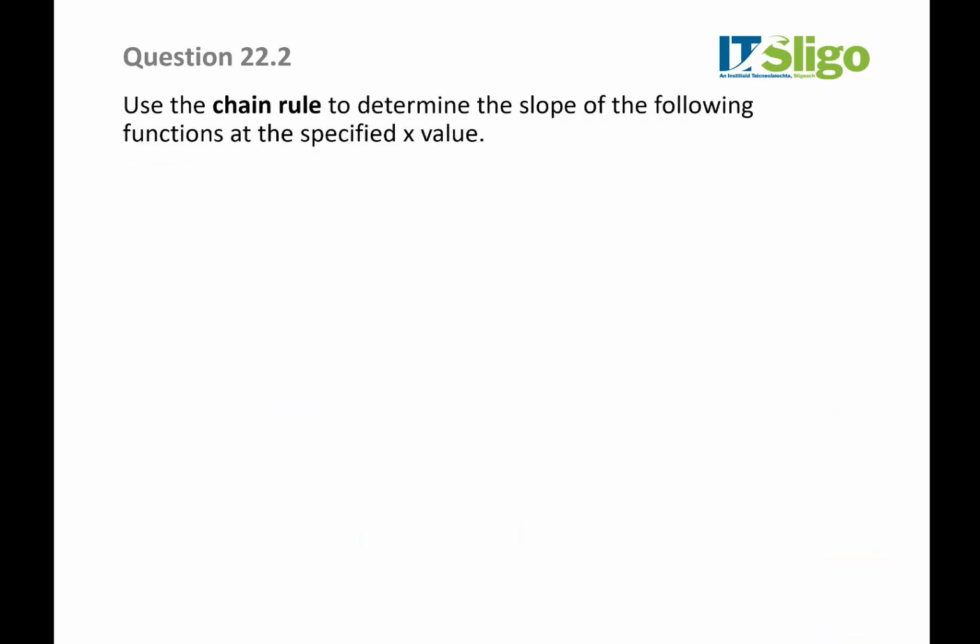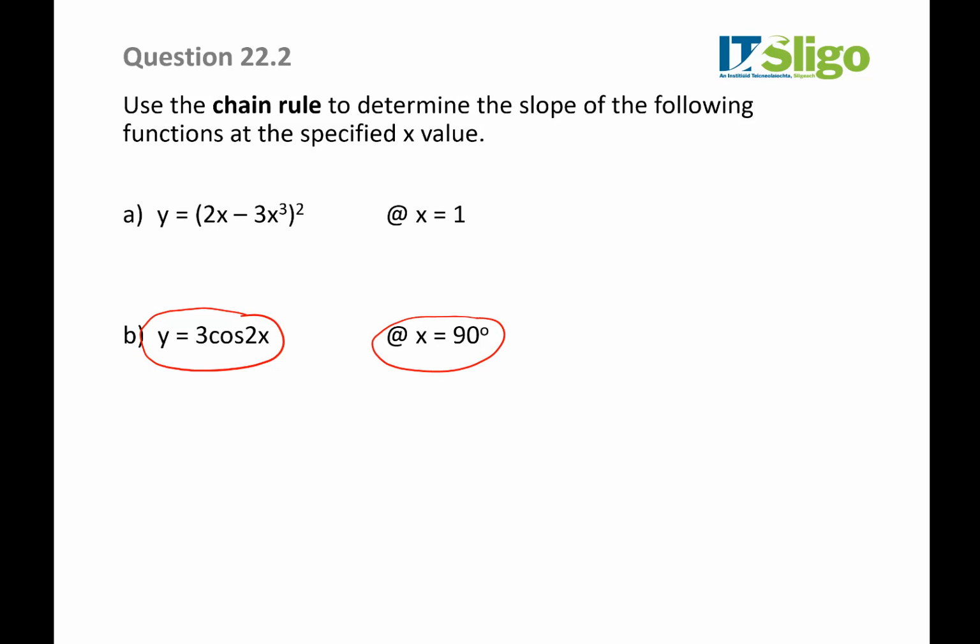So now here's some problems for you guys to try. Use the chain rule to determine the slope of the following functions at the specified x value. So I'm just asking you to differentiate and then feed this answer in at x is equal to 1. Same, differentiate your answer using the chain rule, but then let x equal to 90. So it saves you writing in complicated expressions into the answer box in Moodle. That's what I'm trying to aim to do here.